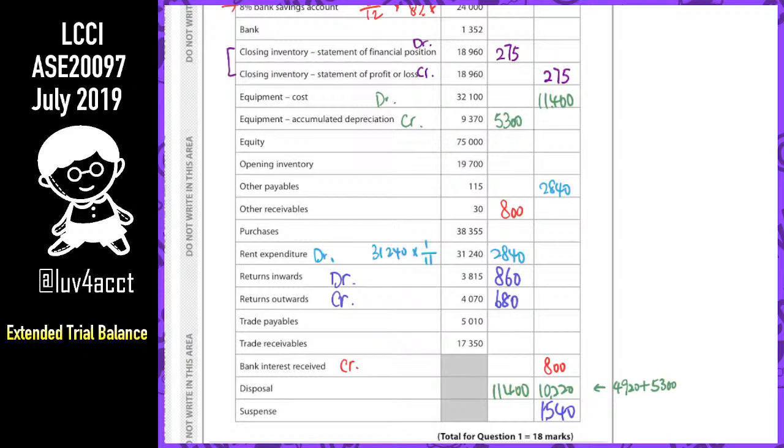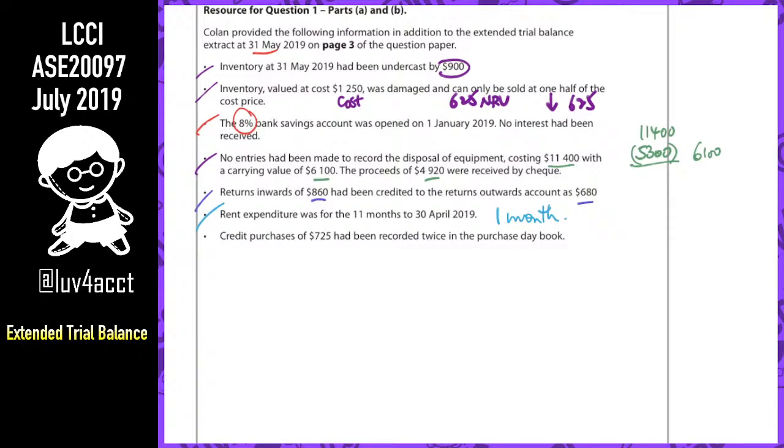Last item, credit purchases 725 had been recorded twice in the purchases table. Credit purchases recorded twice, 725.